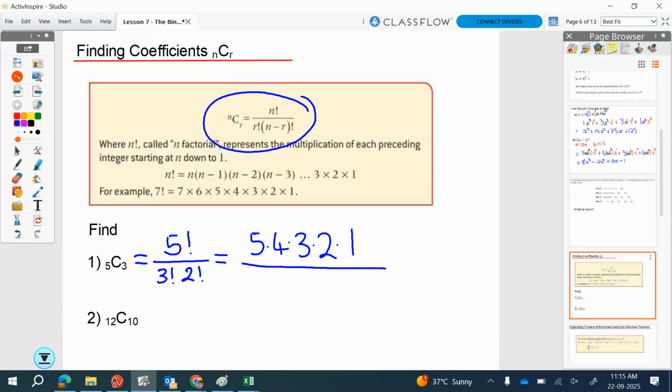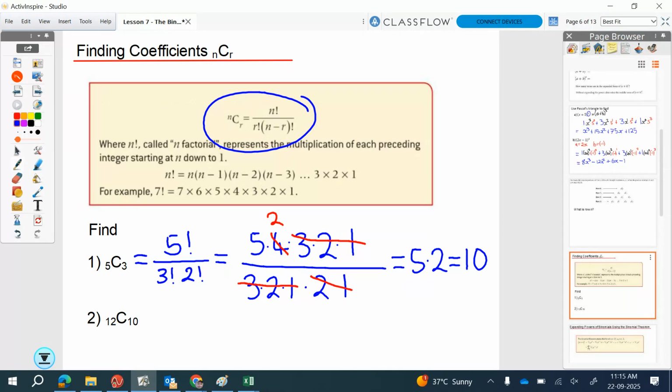What about 3 factorial? 3 times 2 times 1. And 2 factorial is 2 times 1. So then what we can do is we can cancel them. So 1, 2, 3 cancels this 1, 2, 3 here. This 2 halves that 4 into a 2. We've got 5 times 2 again. So this is going to give us 5 times 2, which is 10.